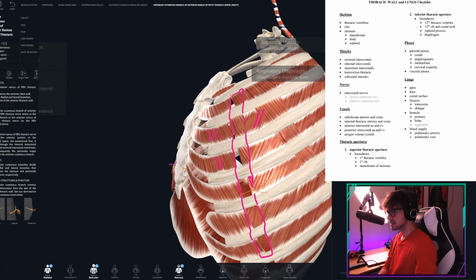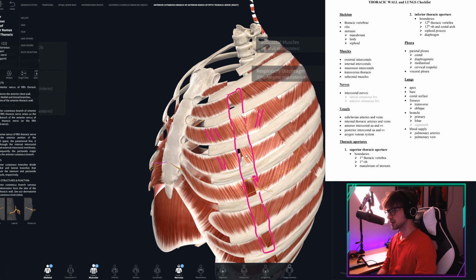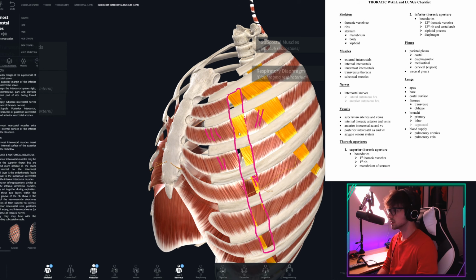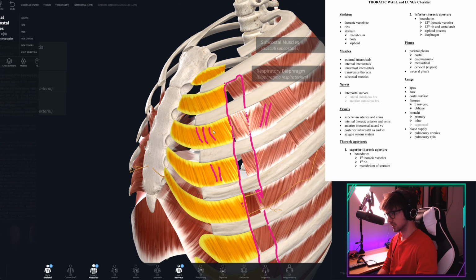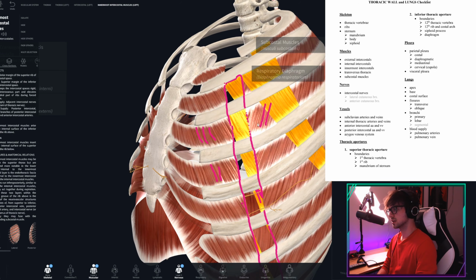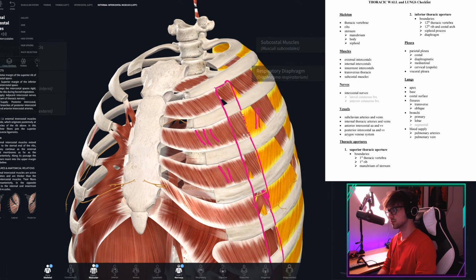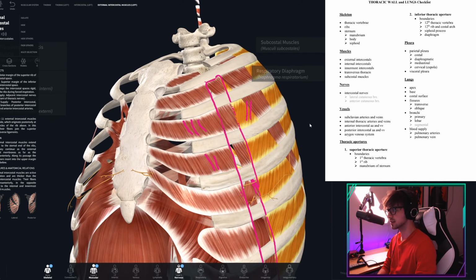Last thing, I did kind of put this box right here because in this box you can see the innermost intercostal like that. So we have, again, the internal, innermost, and then external. And you're able to cut away stuff. That's what I did so that you could see that there.